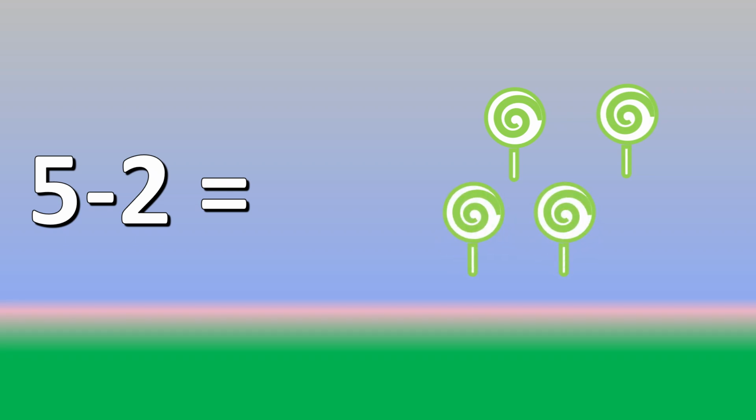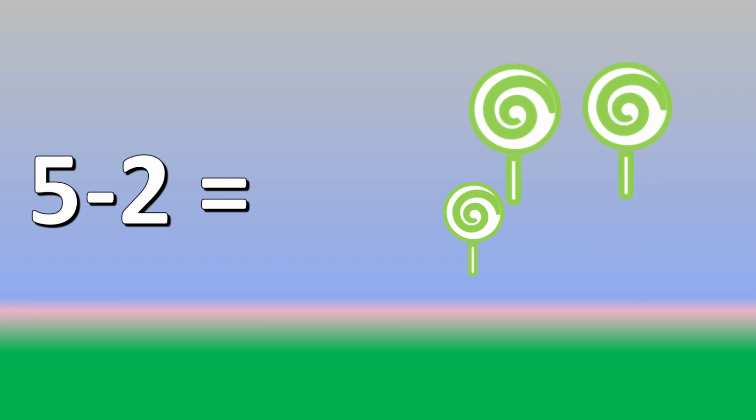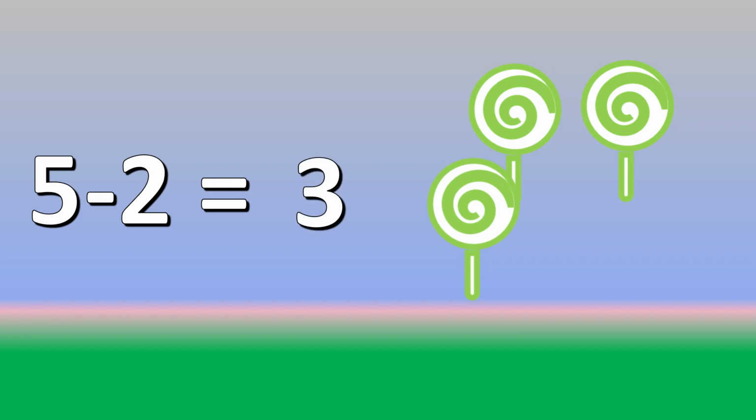5 minus 2 equals to... 1, 2, 3, 4, 5. Minus 2. 2 candies will be taken out. 1, 2. How many candies are left? Let's count. 1, 2, 3. 3 candies are left. 5 minus 2 equals to 3.